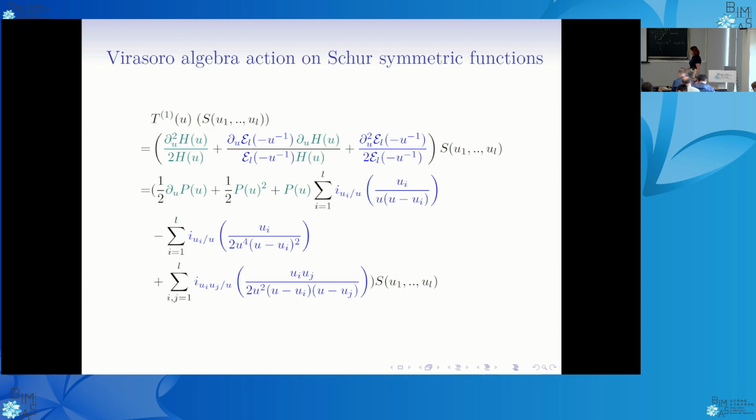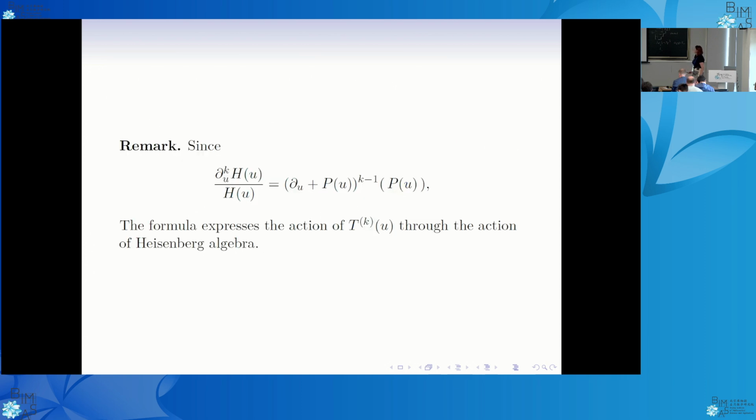In general, any higher logarithmic derivative can be expressed through power sums. Strictly speaking, we express the action of all of W1 plus infinity through the action of the Heisenberg algebra. Again, I would not call it a free field realization, but it's somewhere close, halfway there. Okay.